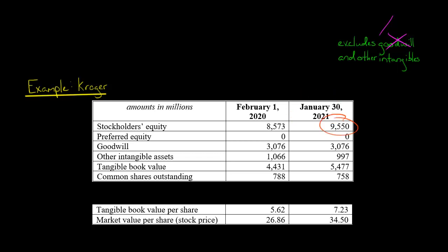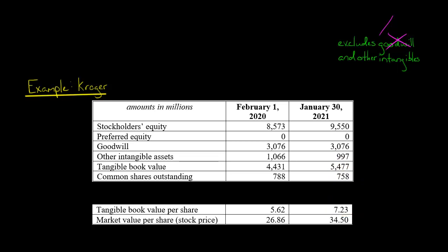Now, I did the same calculations for the balance sheet a year later, January 30th, 2021. They had a different stockholders' equity. Goodwill was the same, lower other intangible assets. So they had tangible book value of $5.477 billion divided by 758 million common shares outstanding, which leads to a tangible book value per share of $7.23.